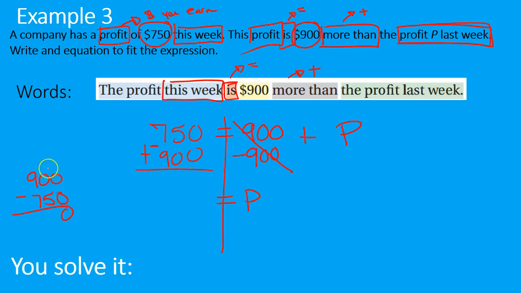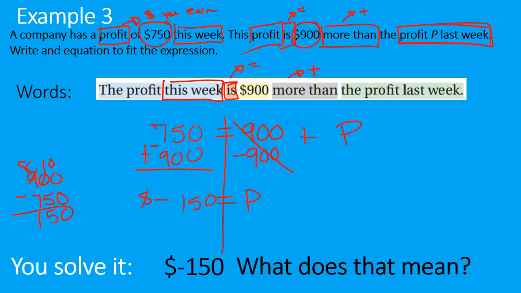0 minus 0 is 0. You have to borrow here. 10 minus 5 is 5. 8 minus 7 is 1. And there were more negatives, so you get negative $150. Now, what does that mean? If P equals negative 150, if their profit is negative 150, that means they lost money. Not like they can't find it, like they spent more than they earned.